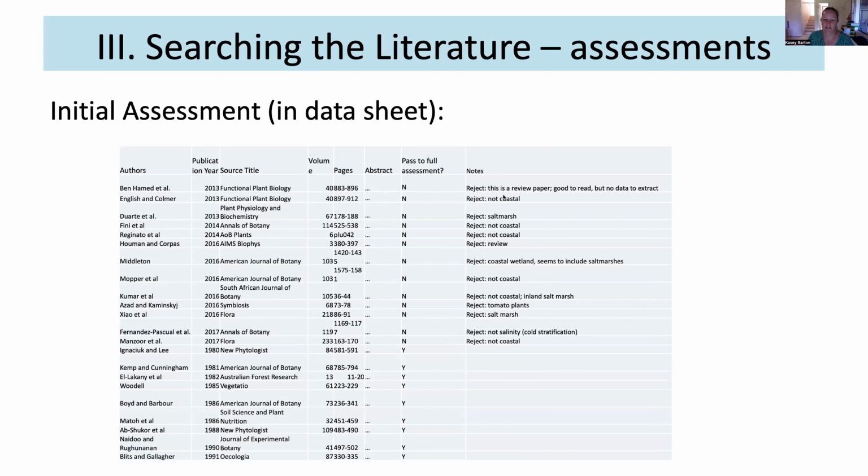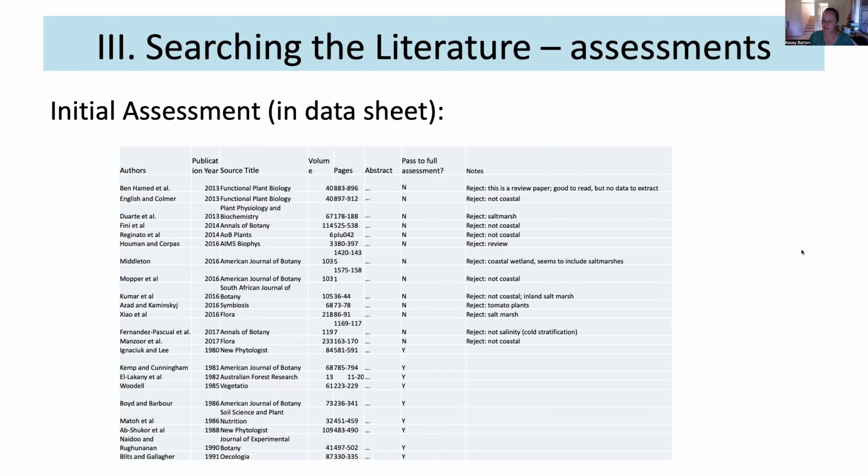So this is for a meta-analysis on coastal plant salinity tolerance. And I have different reasons for why a paper wouldn't be included in the meta-analysis. And then I have papers that, as far as I can tell from the abstract, seem to fit all my inclusion criteria. I'm giving all those yeses at this point. I don't know for sure yet because I haven't looked at the whole paper, but they passed my initial assessment.